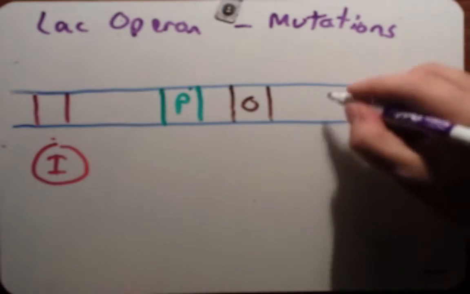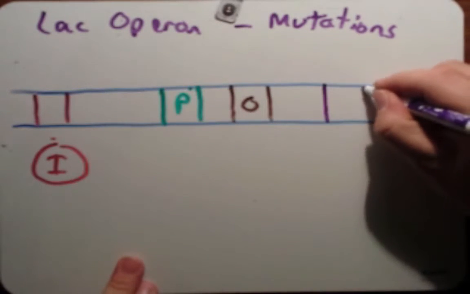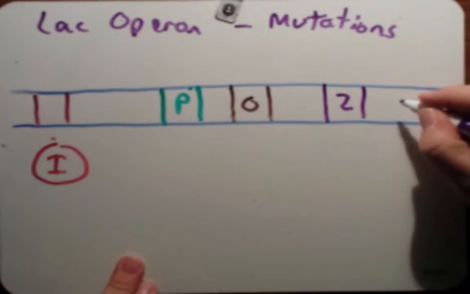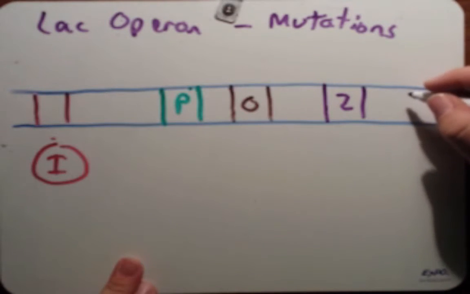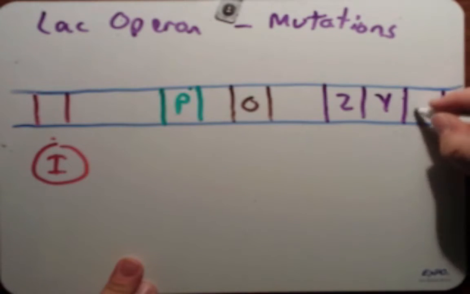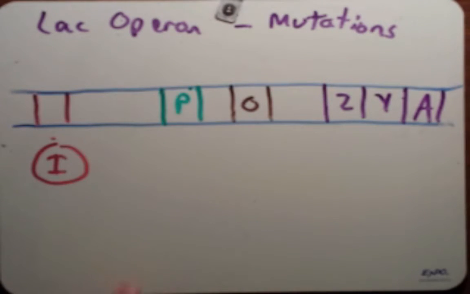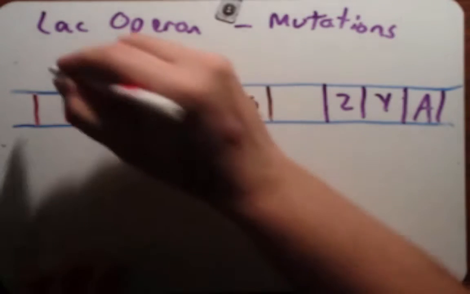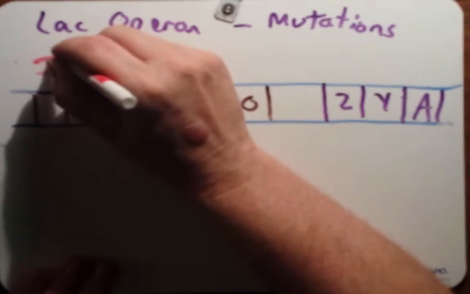And then we had our three so-called structural genes. Z for beta galactosidase, then we had Y for permease, and then we had A for the transacetylase. So each of these could be mutated, and so let's just go through this one by one. I'm going to erase this inhibitor here at the bottom. I can draw it at the top so we don't forget about it.